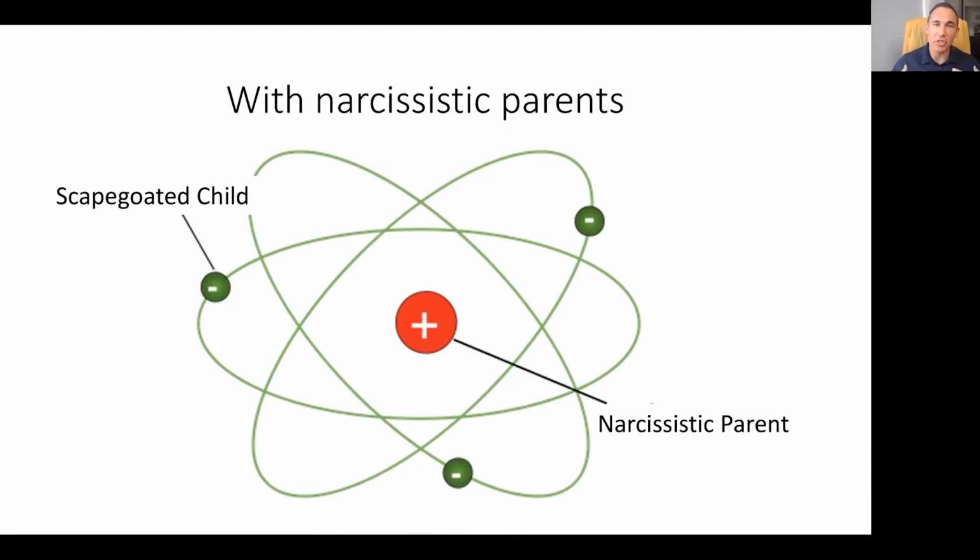Instead of the scapegoated child's self being at the center of his or her existence, the narcissistic parent has to, in essence, occupy and be in the center of that scapegoated child's existence. And the child's only choice is to really orbit around, as an electron would a nucleus, that narcissistic parent.